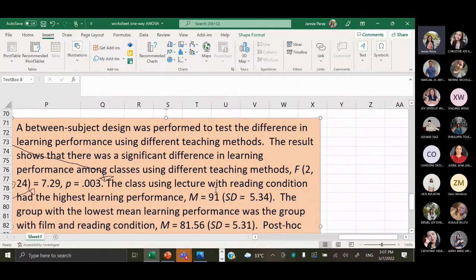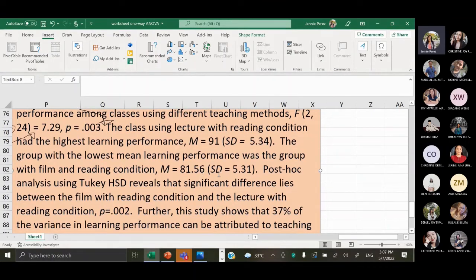So the class using lecture with reading condition had the highest learning performance with a mean. So these are now the descriptives. Mean of 91 and SD of 5.34. The group with the lowest mean learning performance was the group with film and reading condition. Ayan, with a mean of 81.56, standard deviation of 5.31. Post-hoc analysis using Tukey HSD reveals that significant difference lies between the film with reading condition and the lecture with reading condition. The probability is 0.002.